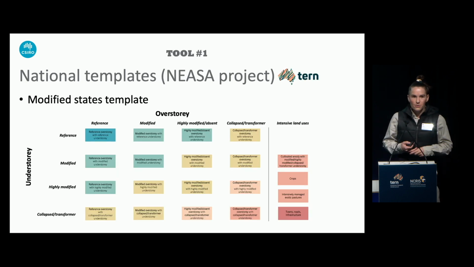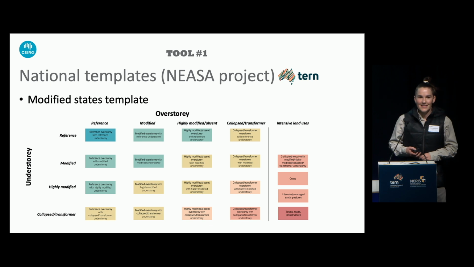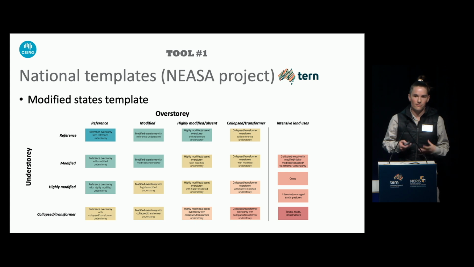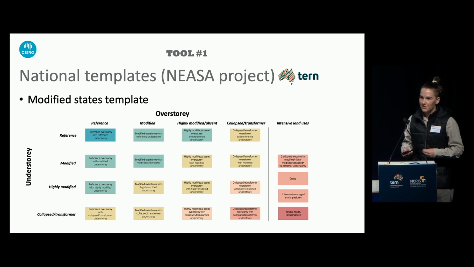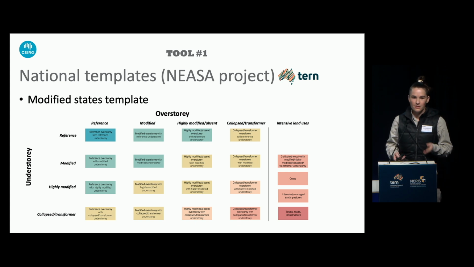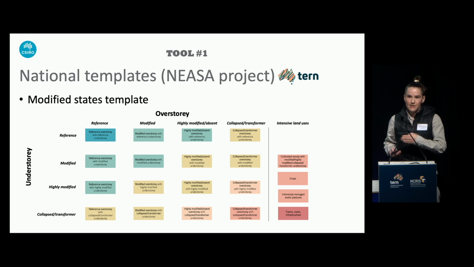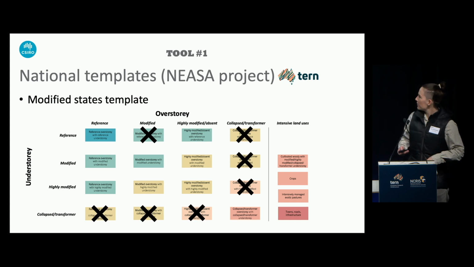So our first tool are the national templates, and the main one is that modified states template that Suzanne mentioned earlier. As a quick recap, this describes all the possible states your ecosystem could be in with different combinations of overstory and understory condition, ranging from reference to collapsed or transformer. So we give this template to our experts and we ask them, which of these states is relevant for your region and which ones can we just ignore?